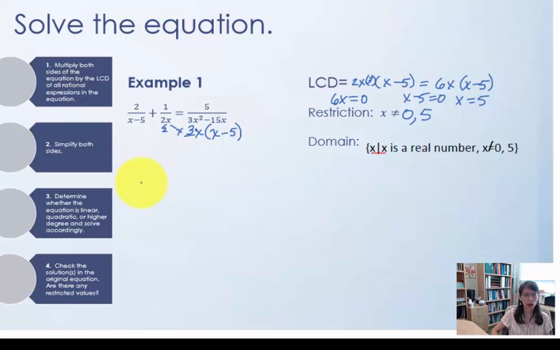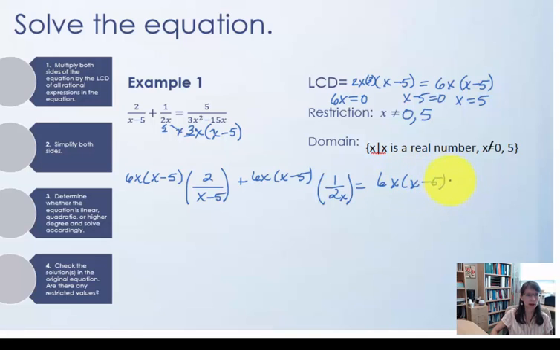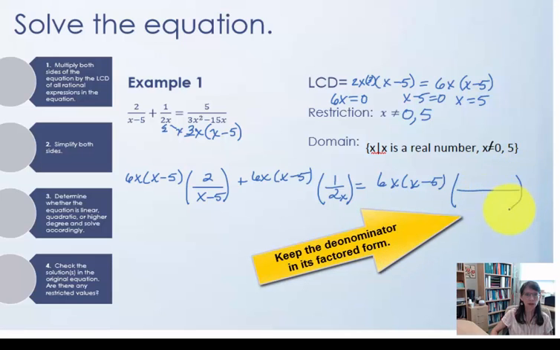We're going to use our lowest common denominator now to multiply each term in the equation. So I'm starting with 6x times the quantity of x minus 5 multiplied by our first fraction, 2 over x minus 5, added to our lowest common denominator, which is multiplied by our next term, and that is equal to the lowest common denominator multiplied by our final term. Now it is important that you keep this final term in its factored form, and that will just make it easier for you to see what reduces. So I'm writing the factored form there.